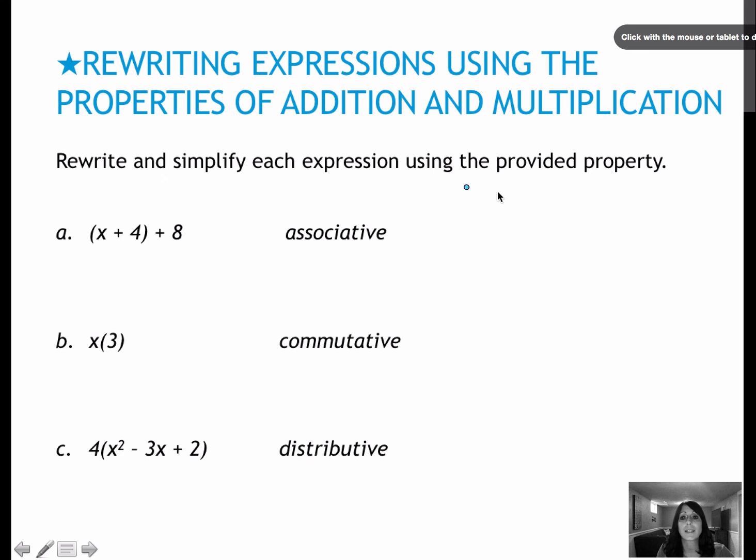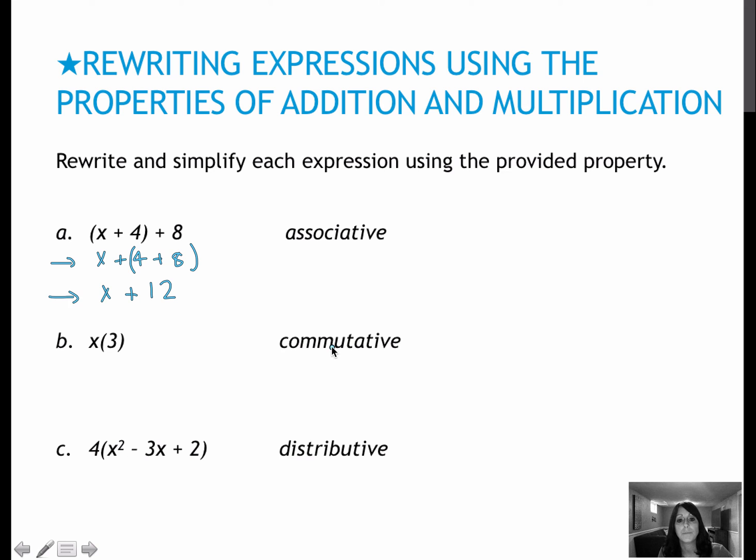For the first, they're asking me to rewrite using the associative property. So the associative property has to do with grouping. So I'm going to regroup this. Remember, the order stays the same, but I'm going to group the 4 and the 8 instead of the x and the 4. 4 and 8 do simplify to 12, and so this is rewritten and this is simplified.